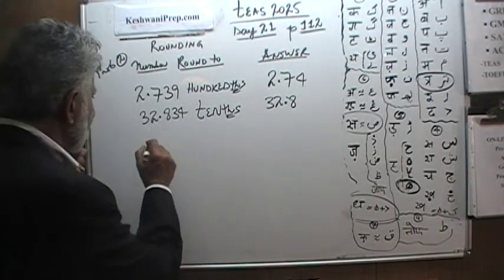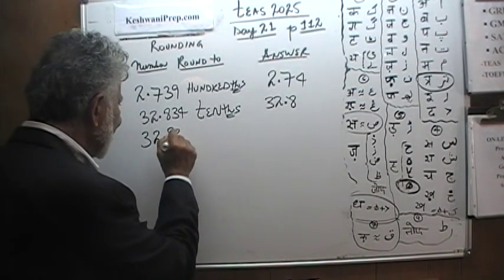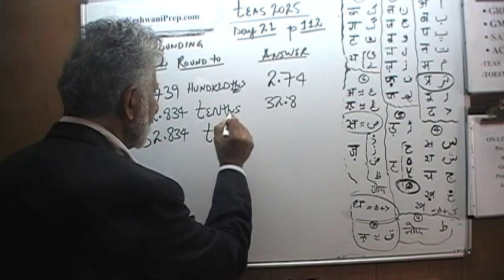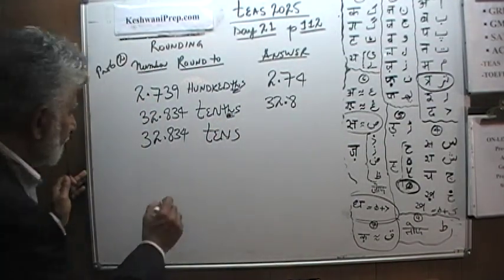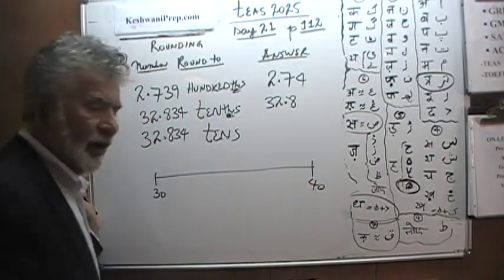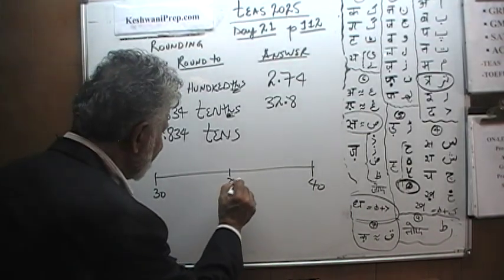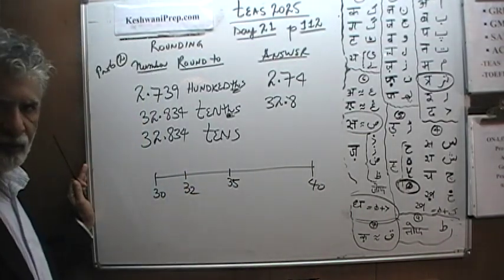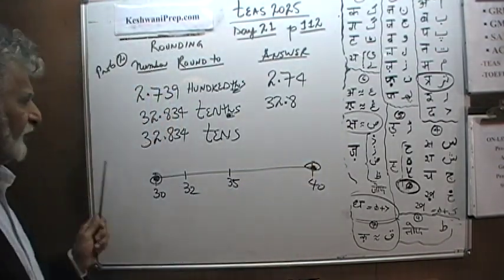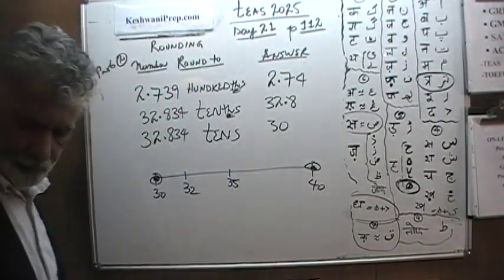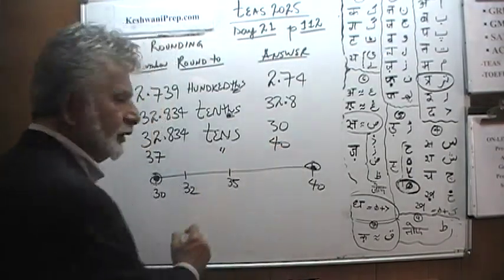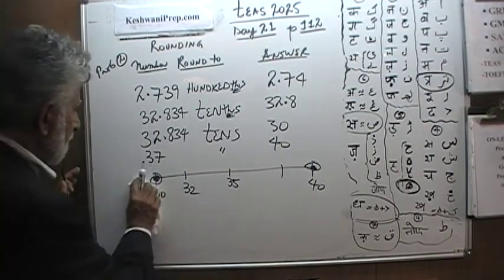Let's do one more just to make it interesting. 32.834, if we are asked to round it to the nearest tens, without the th, again you draw a scale and you go from 30 to 40. Where does 32 fall? The halfway mark is 35, and 32 is somewhere here. Which one is the nearest? Is it nearest to this end or to that end? The nearest tens is 30. Do you understand? On the other hand, if we were asked to round 37 to the nearest tens, it would have been 40, because 37 would have fallen here. Let's do the next one.